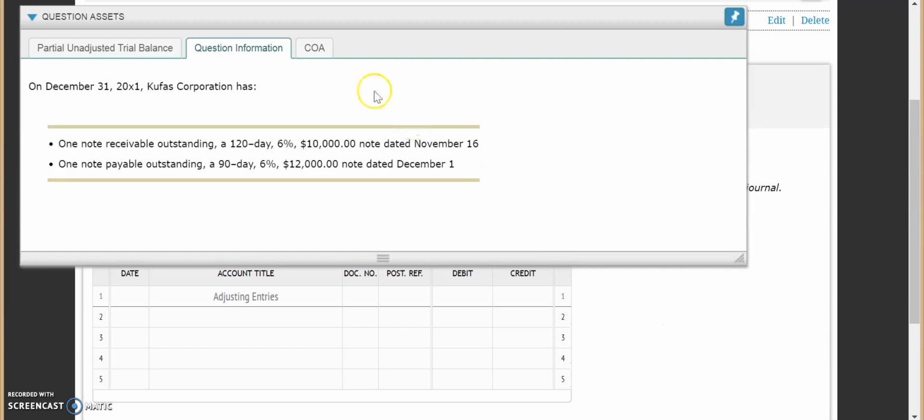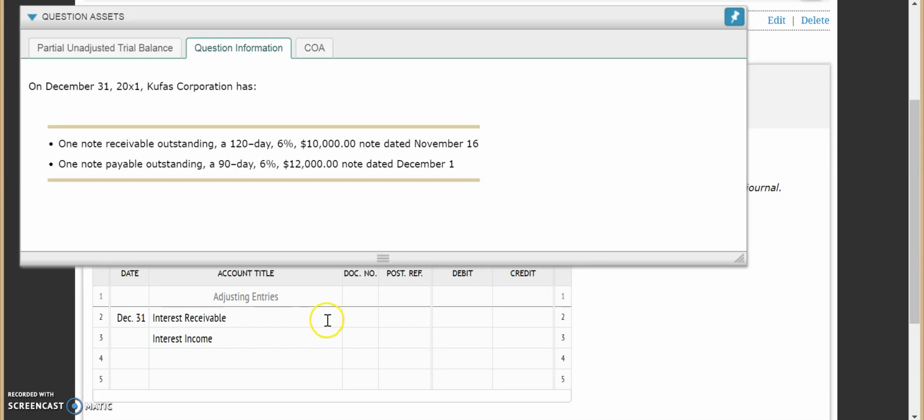So I'm just going to try to make this as easy to see as possible. There we go. Okay, so what we really need is the information that comes from the question information tab. It says on December 31st of 20-1, Kufis Corporation has the following. So we have a note receivable and a note payable. So we're going to calculate our note receivable first. So we're going to plug in December 31st. And then we need to plug in what's going to be our adjusting entry. So remember, for adjusting entries, we have interest receivable is going to be our debit, and interest income is going to be our credit. Okay.